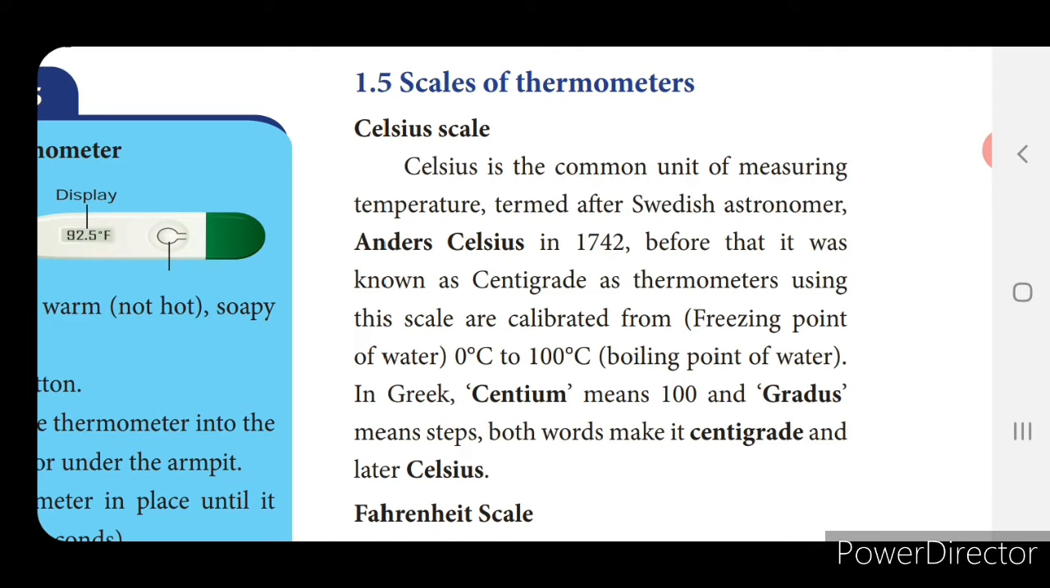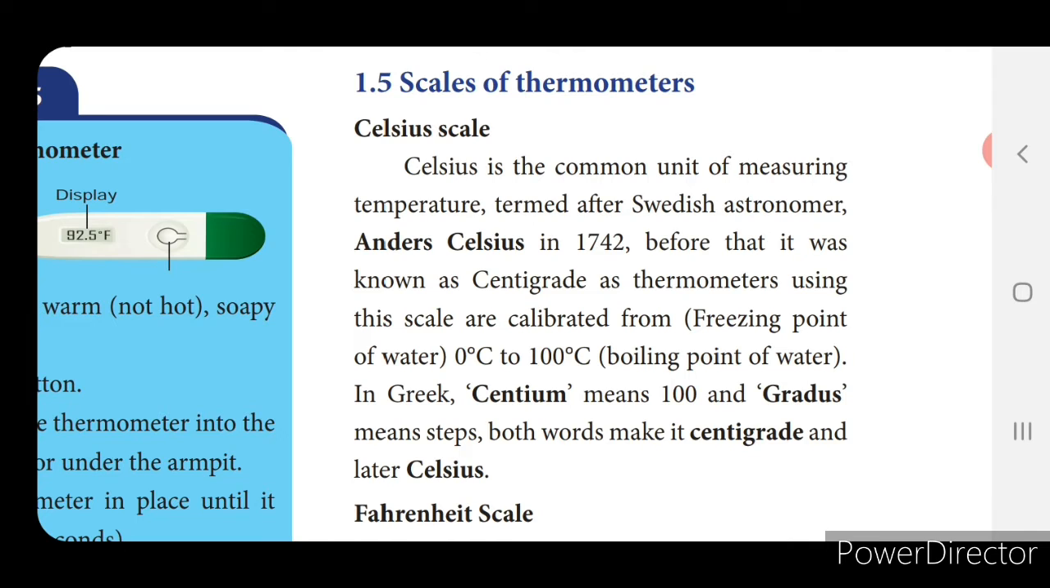Yes, what they are trying to say is, before 1742, Anders Celsius, who is he? He is a Swedish astronomer. He came after that person, and he only named the common unit, that is Celsius. Why? Because before that it was known as centigrade.